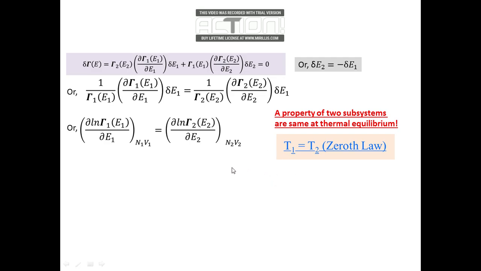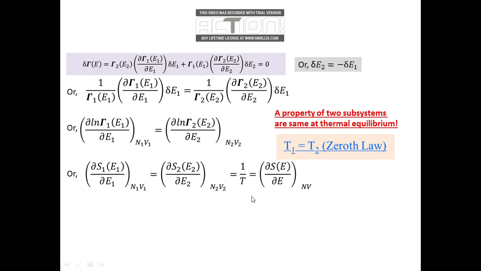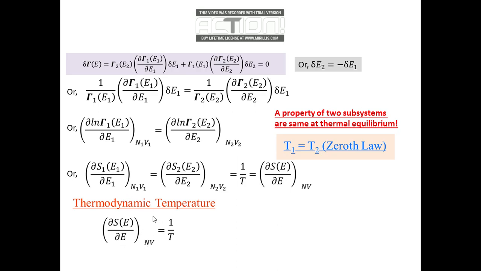Why? Because S is related with microscopic information, that is the number of microstates. So this is the connection through which we are now defining the thermodynamic absolute temperature as del S by del E at constant N, V is equal to 1 by T, where T is that absolute temperature associated with the system. So this is actually the statistical mechanical definition of temperature. This was the goal for us, to find this relationship, and that is the statistical mechanical definition of temperature.